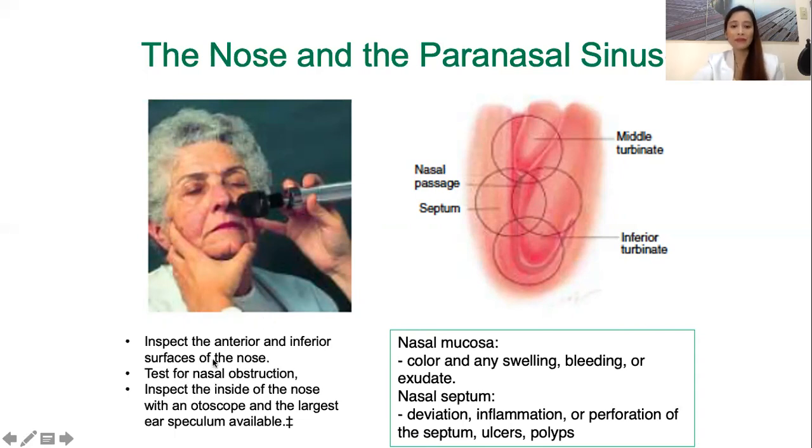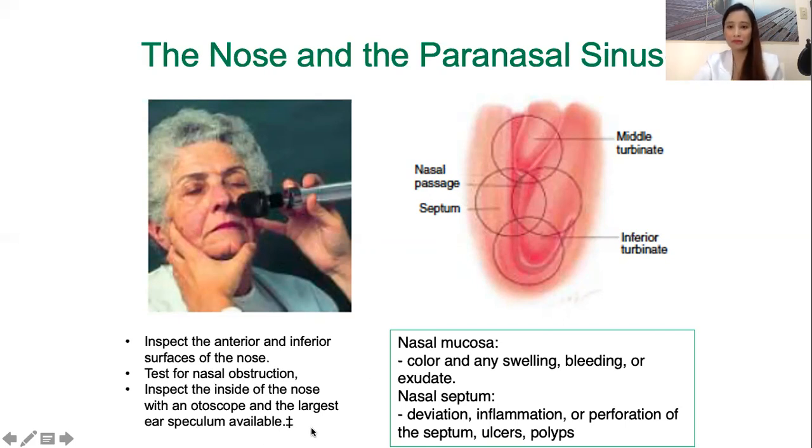So if you have it, you inspect the anterior and inferior surfaces of the nose. You test for nasal obstruction. How do you test? You cover one nostril and you ask the patient if she can breathe freely. If she can, then there's no obstruction here. But if the patient cannot, it means that there's probably obstruction in the contralateral side, in the unobstructed vestibule. Okay, and then you inspect the inside of the nose using the largest ear speculum available, because the attachments of the otoscope will have different sizes, so use the biggest one.